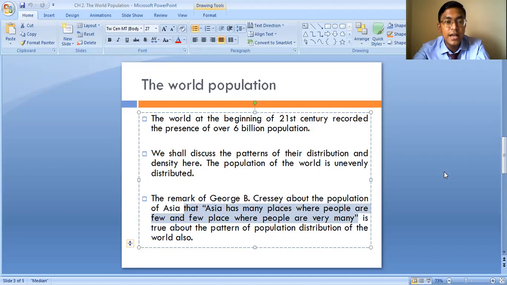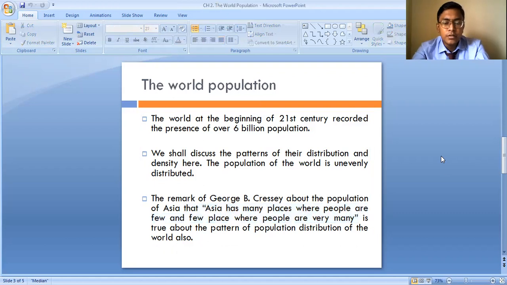For example, India and China are countries located in the continent of Asia, and these two countries are the largest and the second largest in terms of population. Even in Asia, there are many countries where the population is very low, like Bhutan, Malaysia, Sri Lanka and so on. So this is the significance of this line: Asia has many places where people are few and few places where people are many.